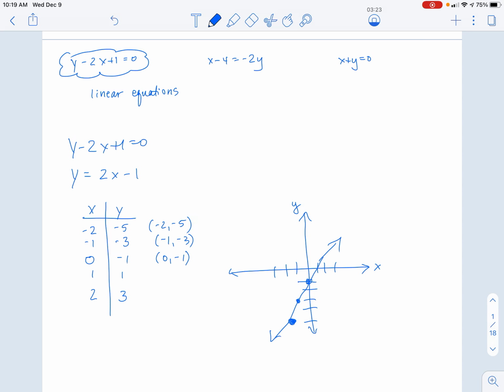So we can use a table. And remember, one of the things that we learned in the last lesson is that x is the independent variable and y is the dependent variable. Remember, because I can choose anything for x, but y depends on what x does to the equation. Okay, so we have an independent variable and a dependent variable.